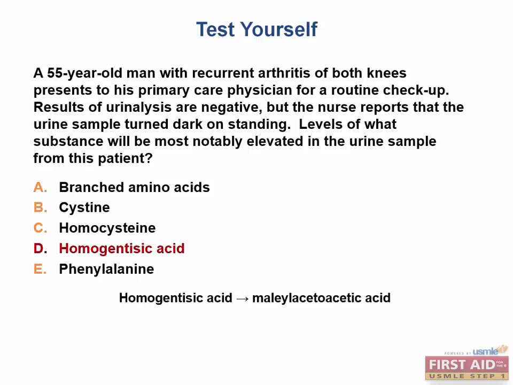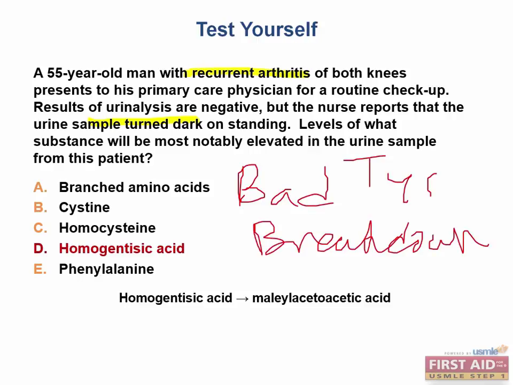This question gives some good clues to what this patient has. First, the question says the patient has recurrent arthritis. Also, his urine turns dark. These two findings together suggest alkaptonuria, otherwise known as ochronosis, which is the result of defective tyrosine amino acid degradation. The enzyme missing is homogentisic acid oxidase, which converts homogentisic acid to maleylacetoacetic acid. Therefore, high levels of homogentisic acid lead to black urine and arthritic damage.